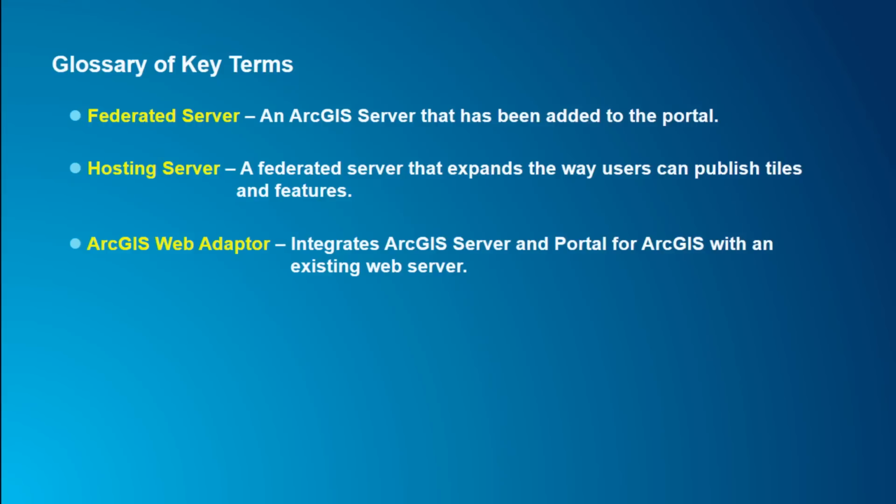Next, we have the hosting server. This is an ArcGIS Server that's been federated with your portal, but it's also registered with an ArcGIS data store. Once that's done and you've set that federated server as a hosting server, that allows you to publish hosted feature services and tiles and other features. Finally, we have the ArcGIS Web Adaptor, which we went over, and that's just integrating your server and your portal with your existing web servers.